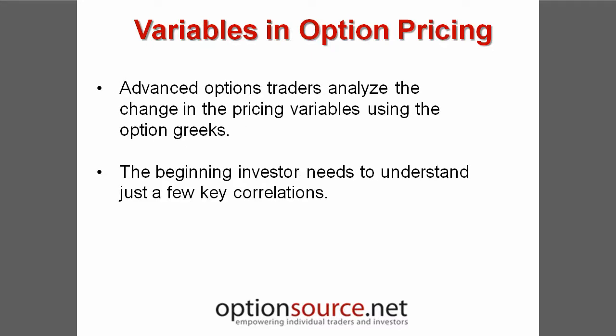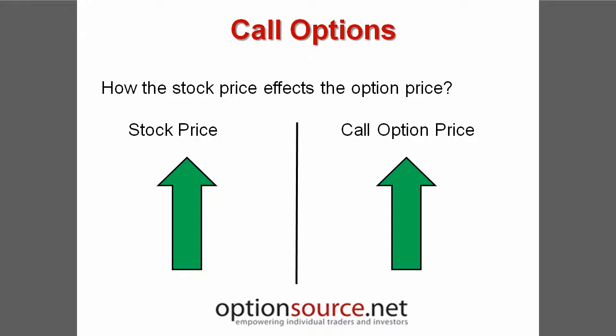All of these variables have been given specific names based on the Greek alphabet and are collectively known as the option Greeks. These Greeks measure the sensitivity of the option price to a change in one of these variables. We will cover the Greeks in another video. Although there are several variables influencing the price of an option, the beginning trader or investor needs to understand a few basic principles. First, we'll review the key correlations of call options to the price of the underlying.